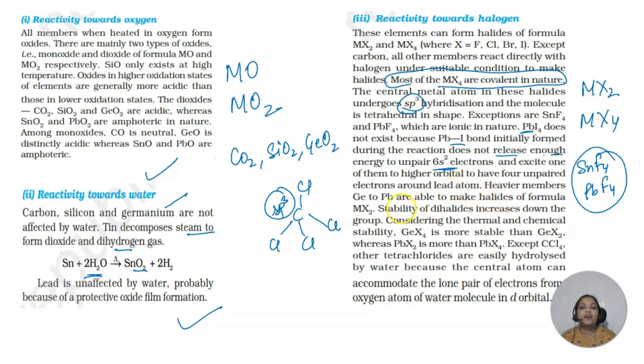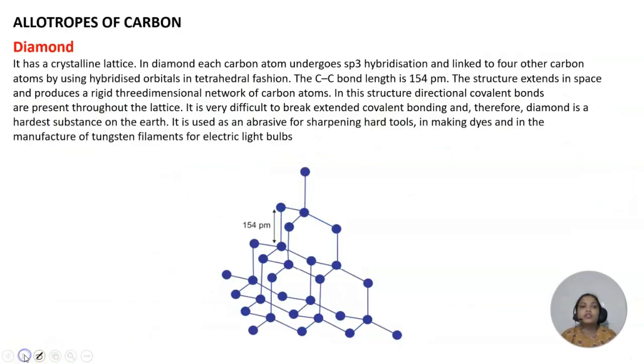Okay. So if I am talking about heavier members, I told you from germanium to lead, they can also form MX2, like PbX2, okay, is more stable than PbX4. All right. So keep that in mind. So this all depends on the oxidation state.